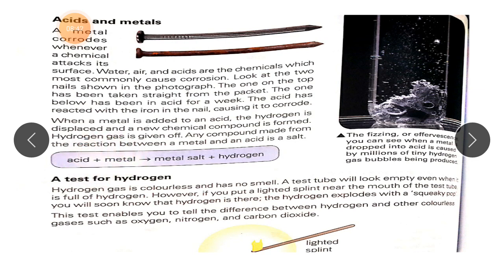And if you recall, you can see on page number 35, a displacement reaction only takes place when the metal that is put into the solution is higher in the reactivity series than the metal in the solution. Similarly, here we have an iron nail in the acid. Okay, so a displacement reaction takes place.